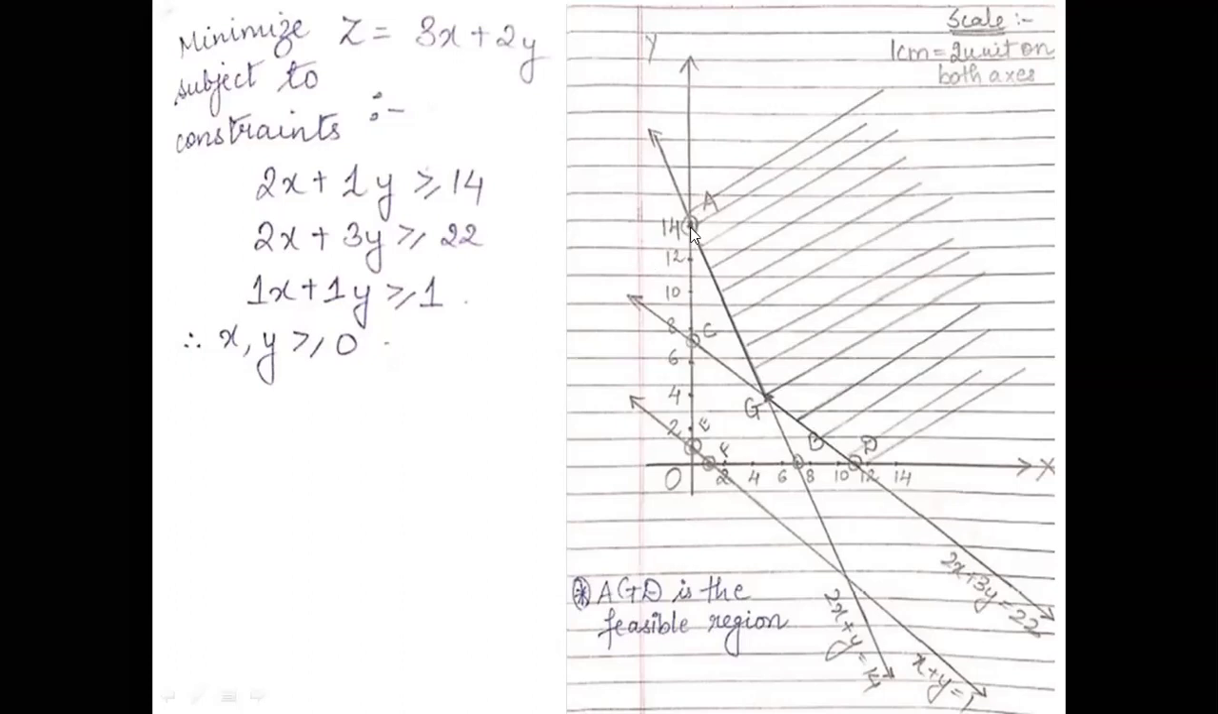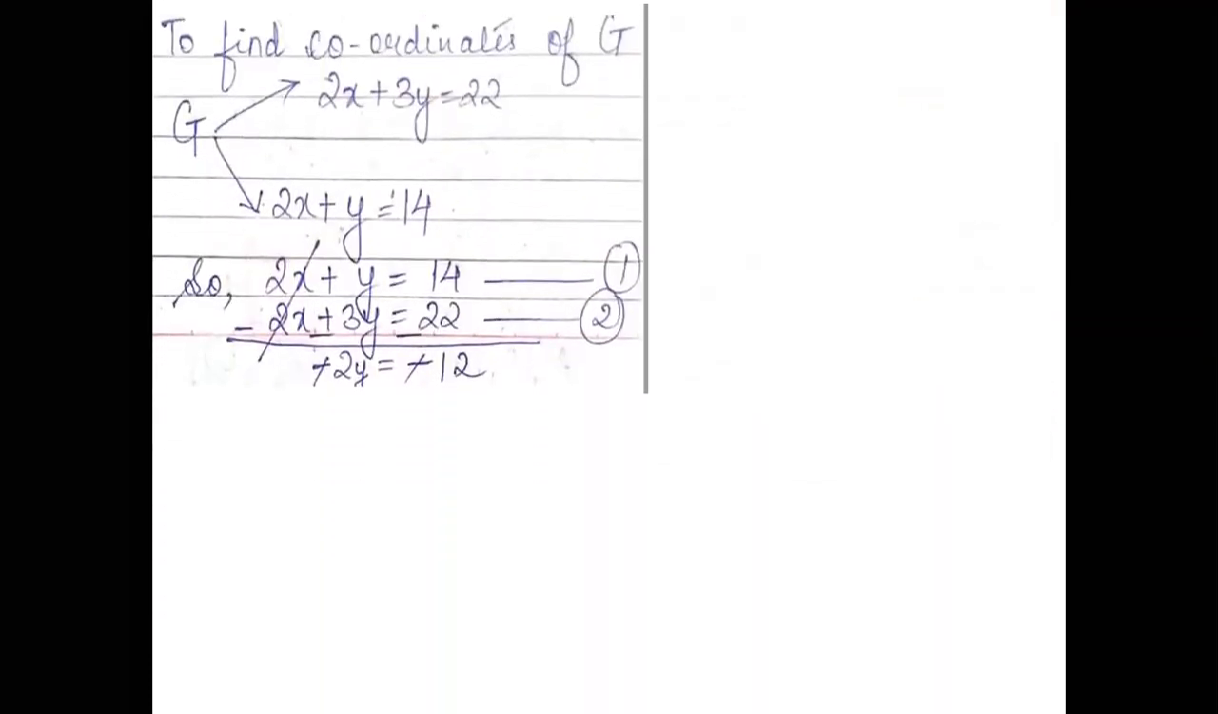Now in this, class, you have point A, you have point D, but you don't have the values of point G. So remember, what did I tell you all? In order to find the coordinates, you have to solve 2 equations simultaneously. So in this case, point G is made by the lines 2x plus 3y equal to 22 and 2x plus y equal to 40. So I will take these 2 equations and solve them simultaneously like this.